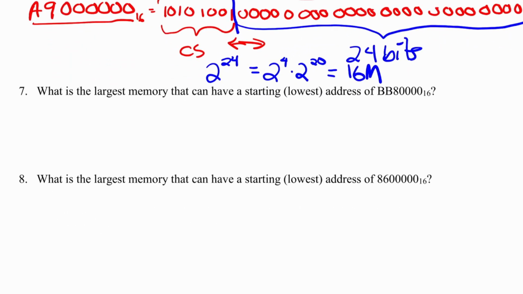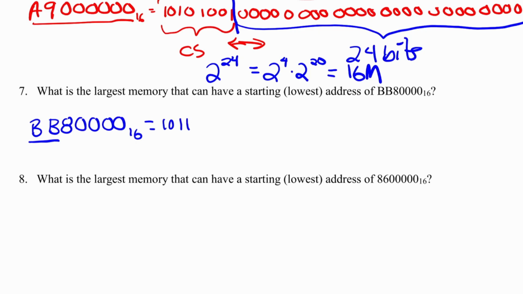So, what is the largest memory that can have a starting lowest address of BB80000? Well, we've got to convert that. BB80000. Now, just as a side note, we really don't need to worry about the BB, because what we're looking for, like with the previous problem, is the number of bits that are 0 on the least significant portion of this address. We'll go ahead and convert those anyway.